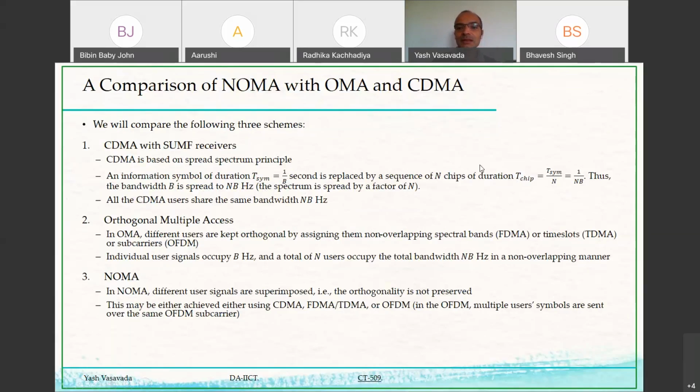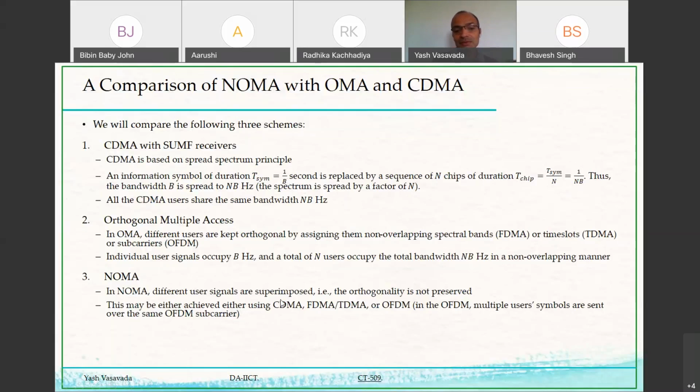Because the CDMA requires the bandwidth to be expanded by a factor of n, because each symbol gets spread by this signature sequence of length n chips. NOMA says that we won't even use any signature sequence, and we will still overlay the spectral occupancies. And so NOMA is that way kind of unique.